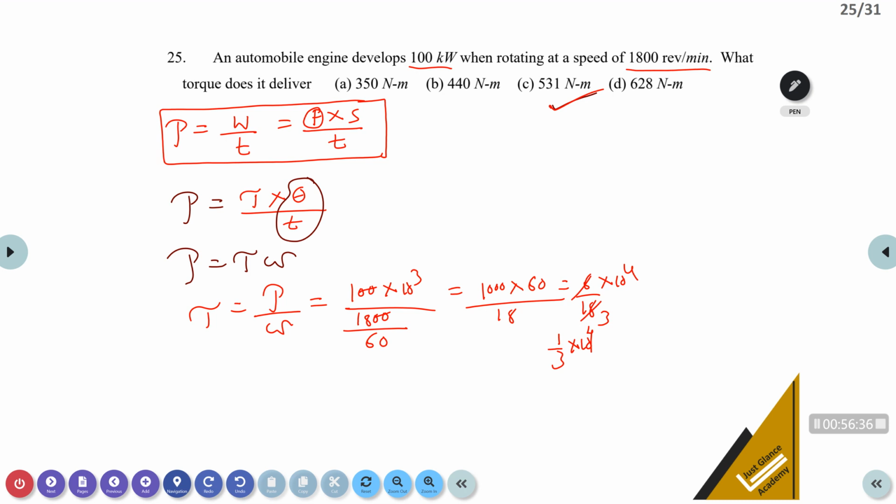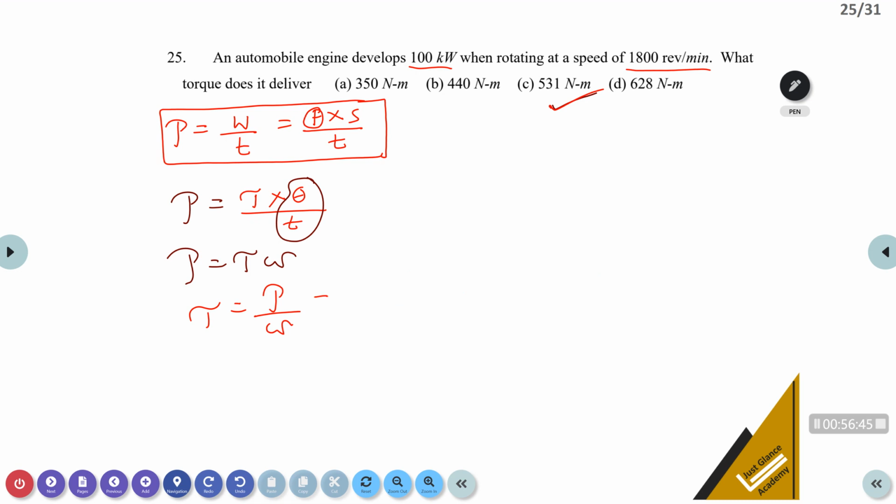At a speed of f is given, multiply by 2 pi per 1 minute. Here power equals 100 into 10 to the power of 3. Omega equals 2 pi into f. So 100 into 10 to the power of 3 equals 2 into pi into f, where f is 1800 divided by 60, because f is given per second, I need it in that form. Then you are getting 531 Newton meter.